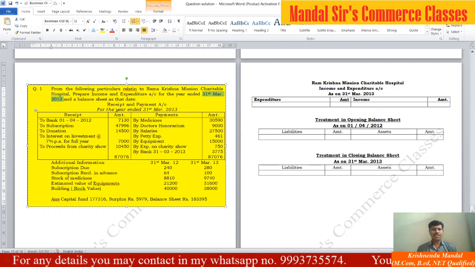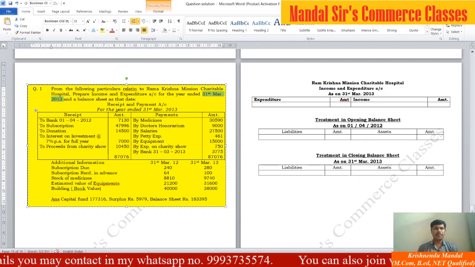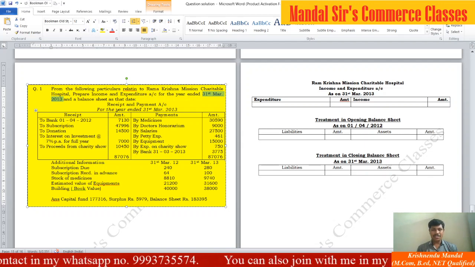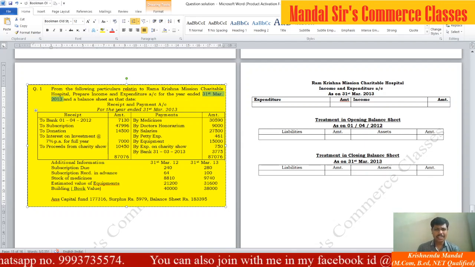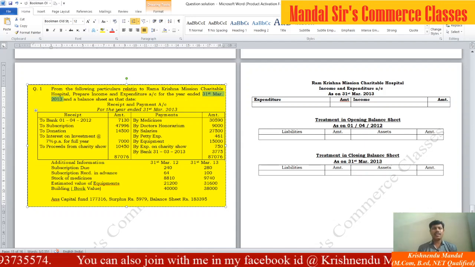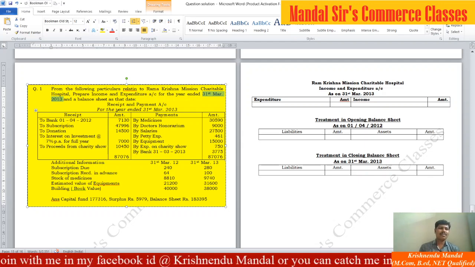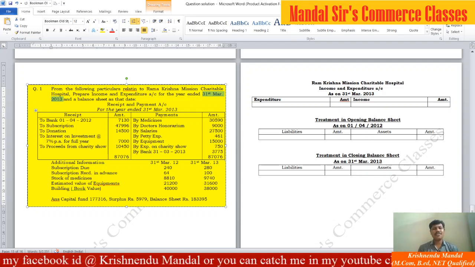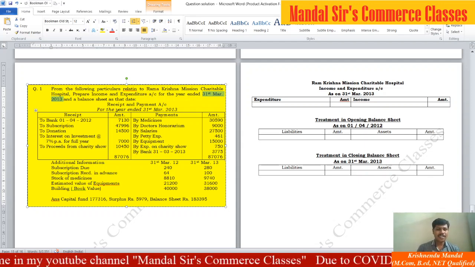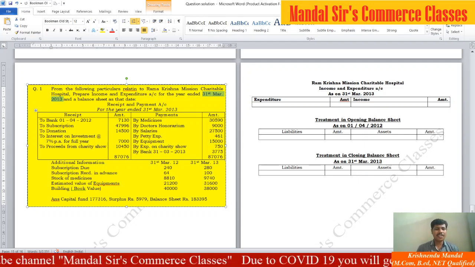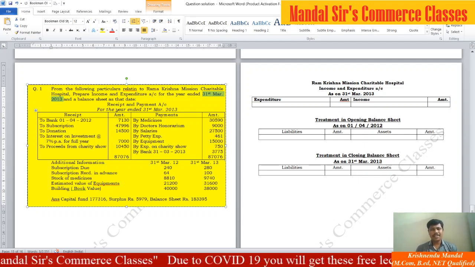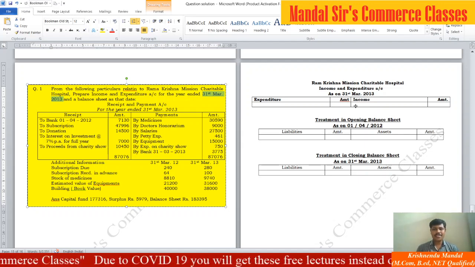If 31st March 2013 is the current year, then the previous year would be 2012. 1st April 2012 means the opening date of the year, and the closing date is 31st March 2012. As per this date, we can guess that 31st March 2013 is the current year, 31st March 2012 was the previous year, and 31st March 2014 will be our next year. So in this question, receipt and payment account is given, and there are lots of additional informations which are given after this question. So let's begin with the adjustments and transactions.